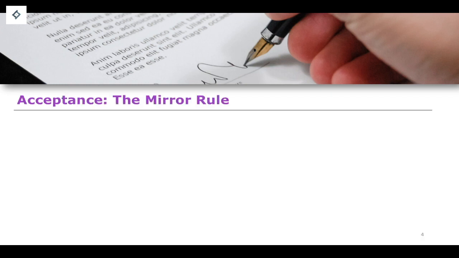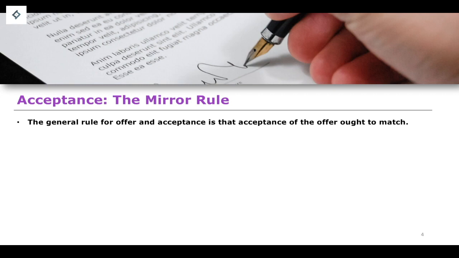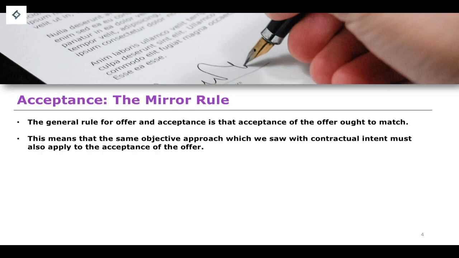So generally speaking, when we talk about the flip side of the equation, the other side of the process, the acceptance of an offer, we tend to follow something known as the mirror rule. Now, the general rule, which is the mirror rule, is that the acceptance of an offer is something which ought to match the offer. Okay, what does this mean?